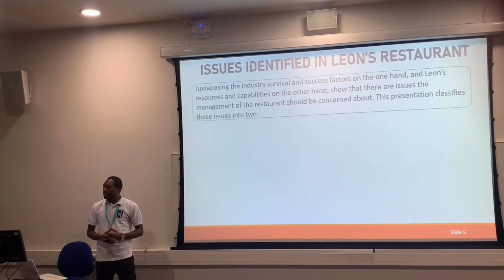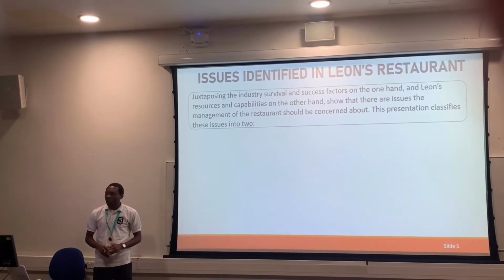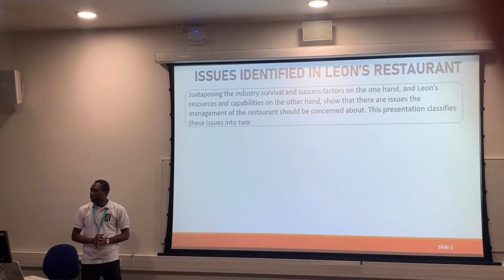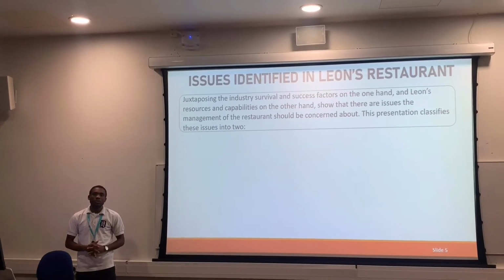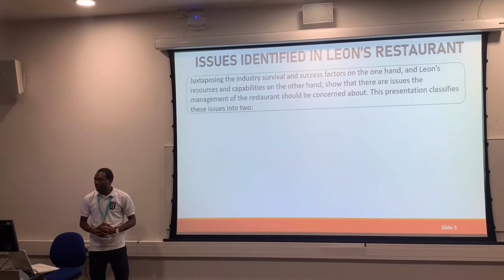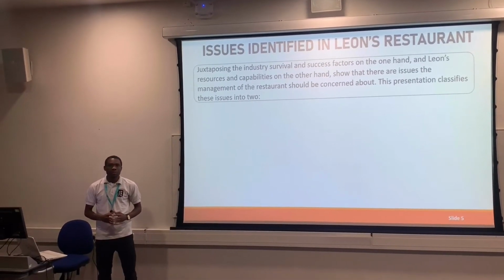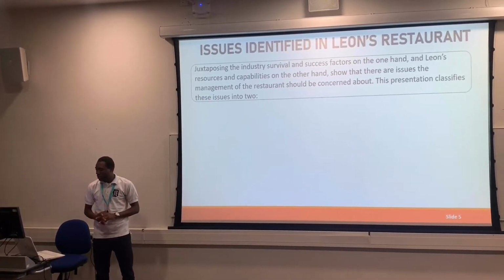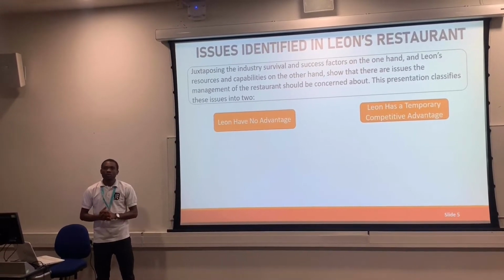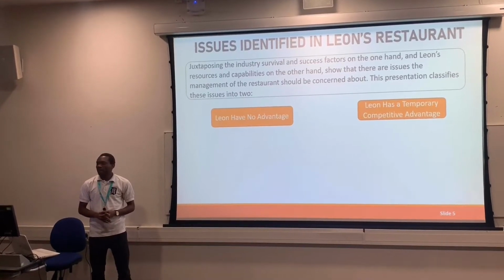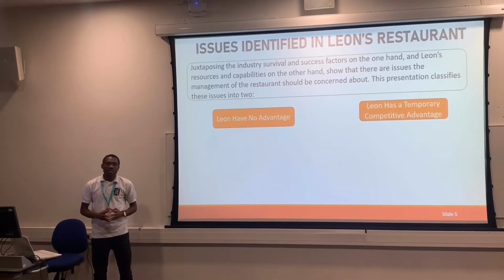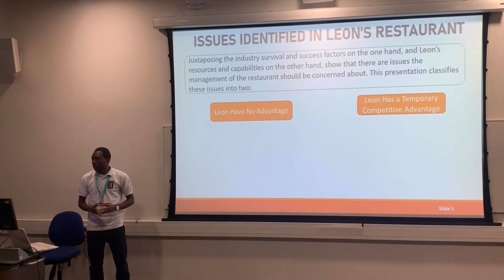Alright, issues identified in Leon's Restaurant. To identify these issues, we opposed the success and survival factors in the industry on the one hand, and then we also evaluated the resources and capabilities of Leon's Restaurant on the other hand. In doing this, we came up with 2 groups of issues. There are some issues where Leon's Restaurants have no advantage at all, and then there are other issues where they currently enjoy a competitive advantage. However, we felt that this competitive advantage is only short-lived and temporary.